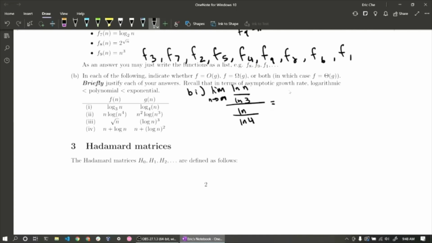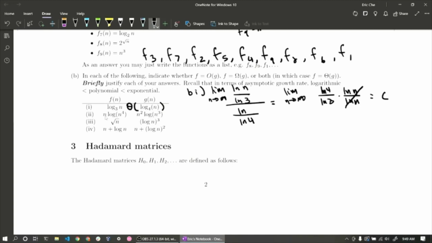This evaluates to ln 4 times ln n over ln 3 times ln n. I can cross these out, and what we get is some constant term c, which means that this is theta. Awesome.